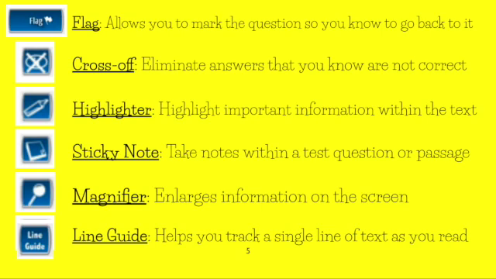The flag button. This allows you to mark the question so you know you have to go back to it. The cross off eliminates answers that you know are not correct. The highlighter. Highlight important information within the text. Sticky notes. Take notes within a test question or passage. The magnifier. This enlarges information on the screen. And the line guide helps you track a single line of text as you read.